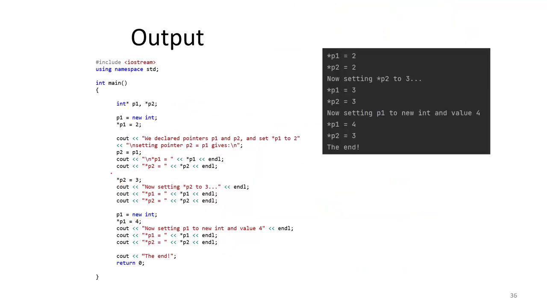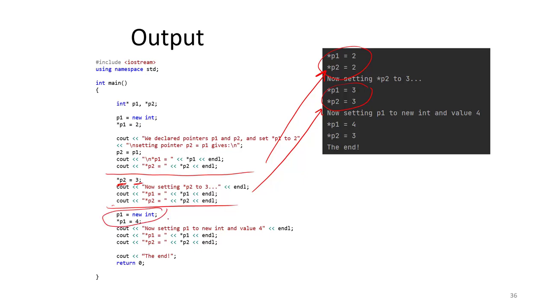We see that for our first cout statements, both P1 and P2 were pointing at 2. For our second set of cout statements, we had changed the memory and updated it to now hold the value 3. So P1, P2 were pointing at 3.